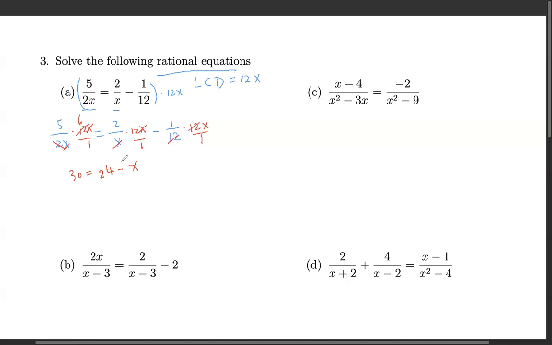Then I can move negative x to this side. At the same time, I move positive 30 to this side. Negative x moves to the right-hand side and becomes positive. I just rewrite 24; I'm not going to move 24. So 30, when I move to the other side, becomes negative. 24 minus 30, that's negative 6. So x equals negative 6.